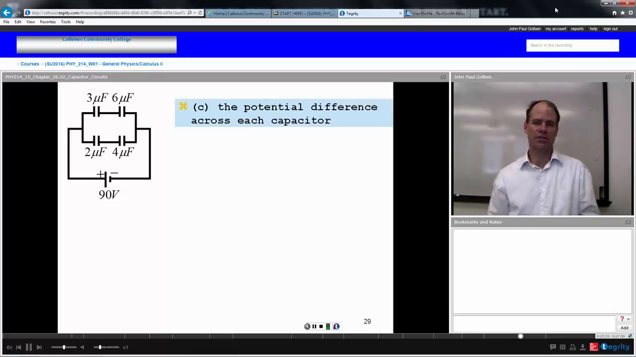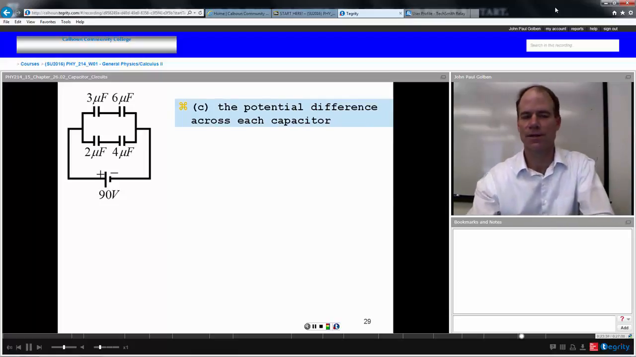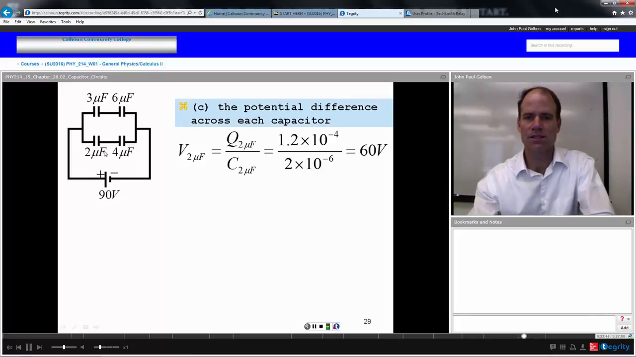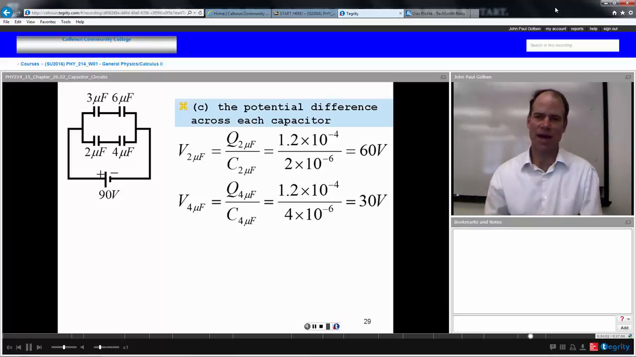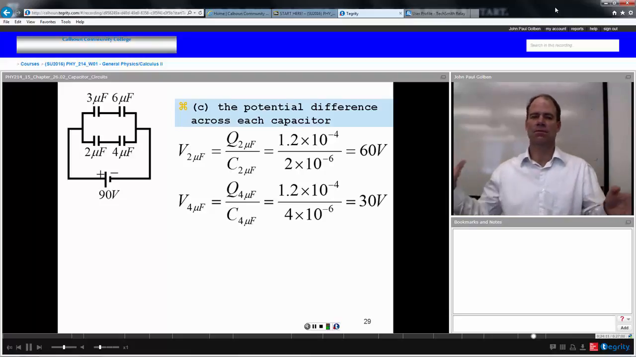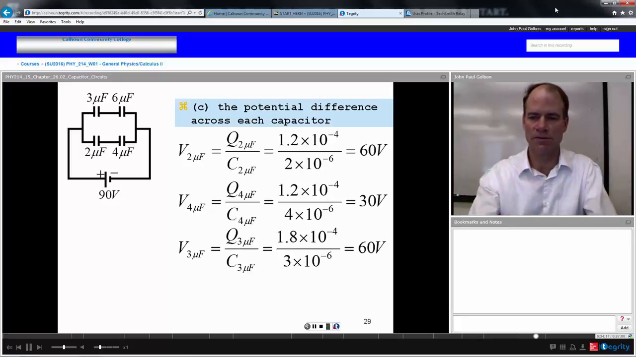Let's find the potential difference across each capacitor. Well, we know Q equals CV, so V should equal Q divided by C. So the voltage on the 2 microfarad will be its charge divided by its capacitance. 1.2 times 10 minus 4 coulombs over 2 times 10 minus 6 farads will give us 60 volts. For the 4 microfarads, its charge over its capacitance, 1.2 times 10 minus 4 over 4 times 10 minus 6, 30 volts. So 90 volts is shared, skewed again. 60 volts across the 2 microfarads, 30 volts across the 4 microfarads.